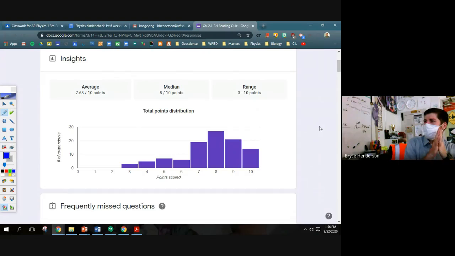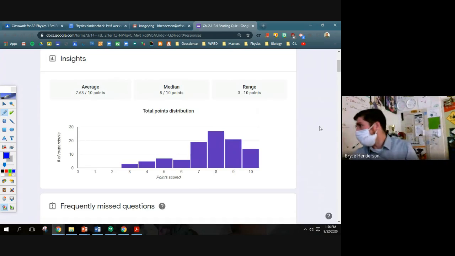All right, let's talk reading quiz. Here is the score distribution. So overall, it wasn't bad. Now, the average was about 8, which is really, really good, honestly. And we'll talk about the frequently missed questions.